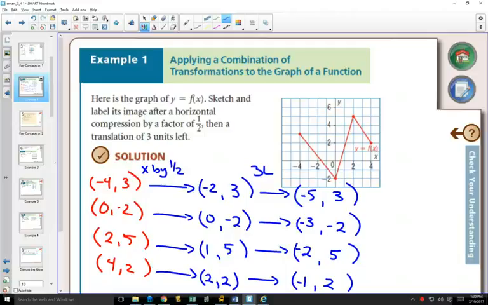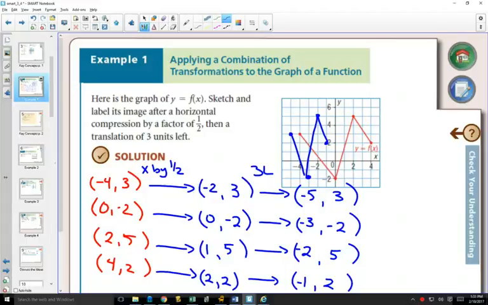And as far as drawing it goes, we can plug these points in. We have -2, 3. We've got 0, -2. Oh, sorry, I'm graphing the wrong points. -5, 3. We've got -3, -2. We've got -2, 5. And we've got -1, 2. Connect your points. And look, does it look like it's been squished? The horizontal compression is squishing it towards the y-axis. And then we're going to be moving this one 3 to the left. And our final graph does look like that's what's happened to it.